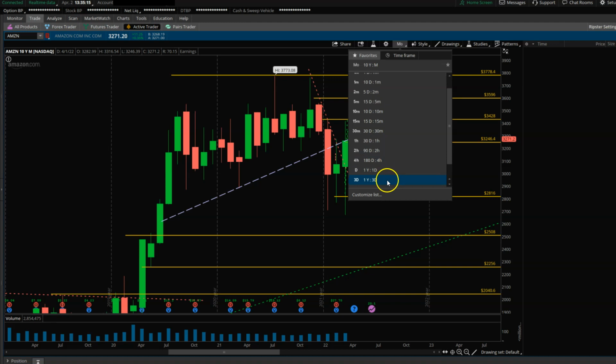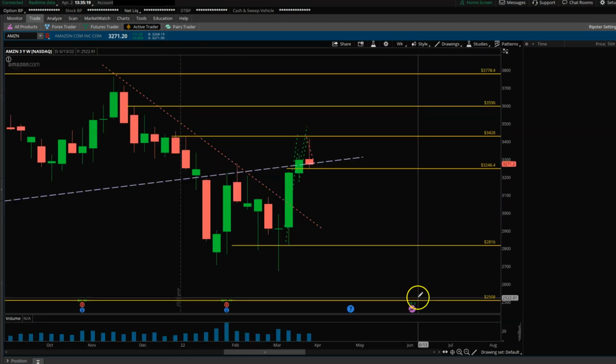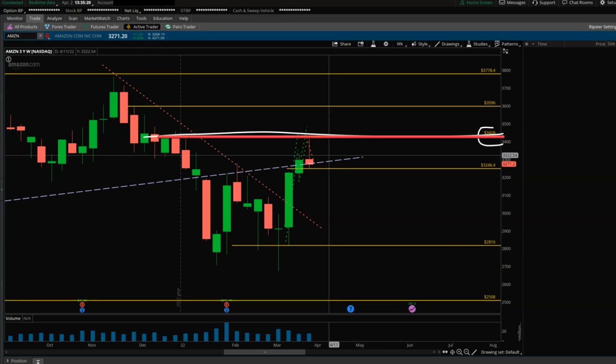So if I get into a weekly time frame, it shows a little bit of a pullback here from this level right here. 34.28 is the level to target on the upside for a higher level breakout, but it is holding this level. It broke out above 3200, 3246. So as long as we're above that, it can consolidate and see if it can go back up.